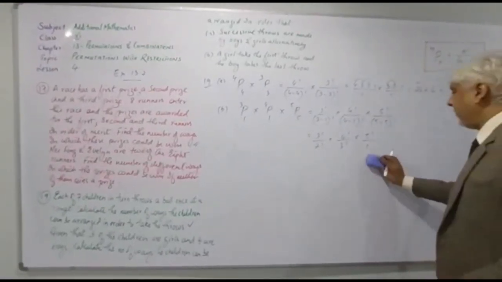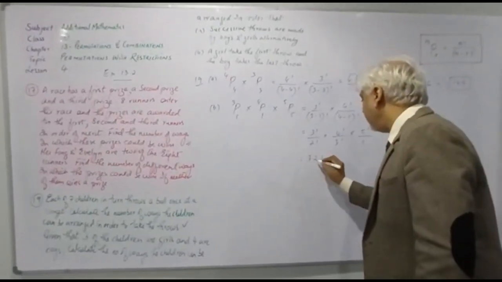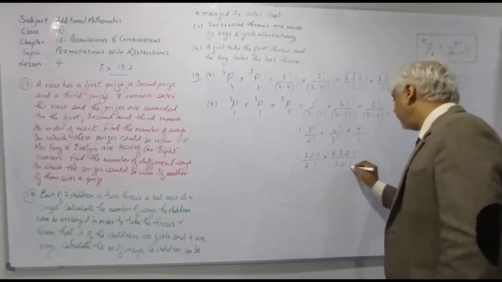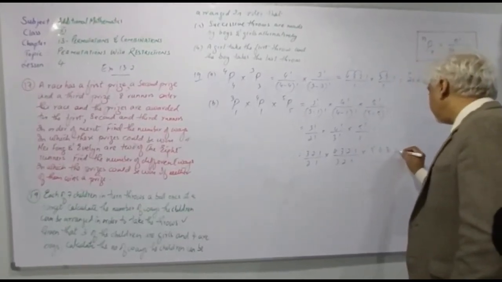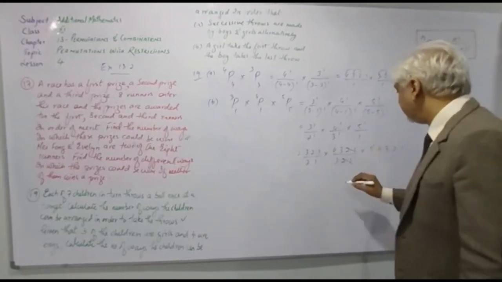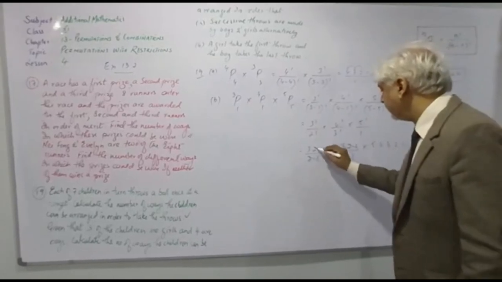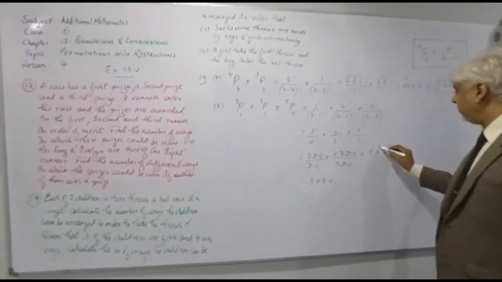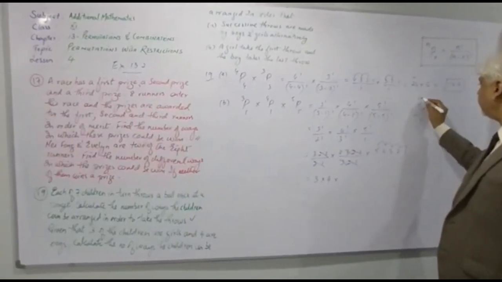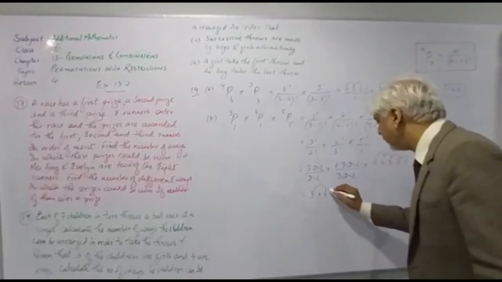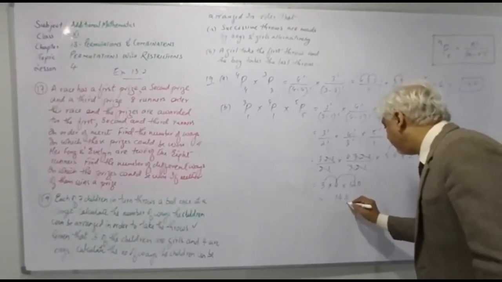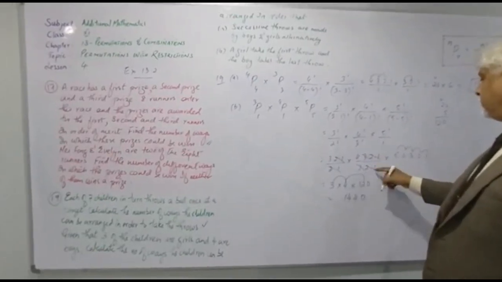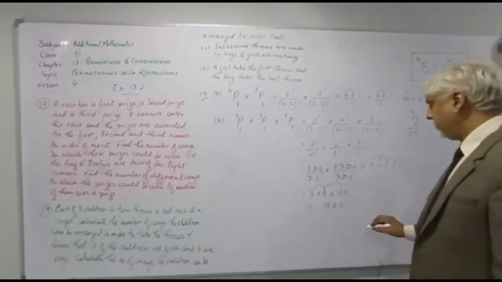So we are left with 3, 2, 1, and 2 factorial can be written as 2 times 1, 4 factorial as 4, 3, 2, 1, 3 factorial as 3, 2, 1, 5 factorial as 5, 4, 3, 2, 1. So 2, 1 and 2, 1 will cancel out. This 3 will go with this 3. So you're left with 3 times 4 times 5 times 2 times 3. 3 times 2 is 6, 6 times 4 is 24, 24 times 5 is 120. So the answer is 144 ways.